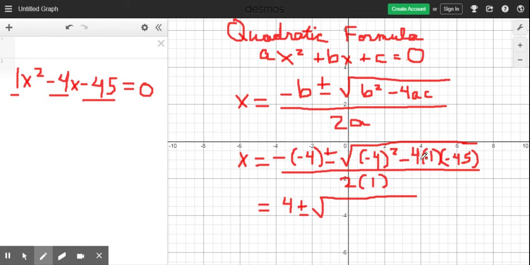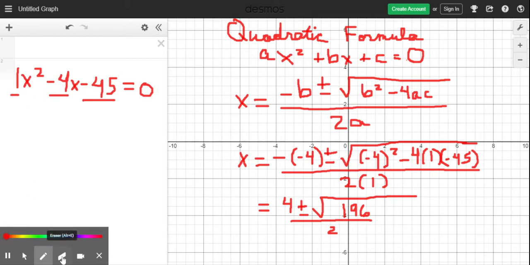And -4 times -45, negative times negative is a positive. So we'll have 16 plus 4 times 45. 4 times 45 is 180. 180 plus 16 is 196, all over 2 times 1, which is just 2.